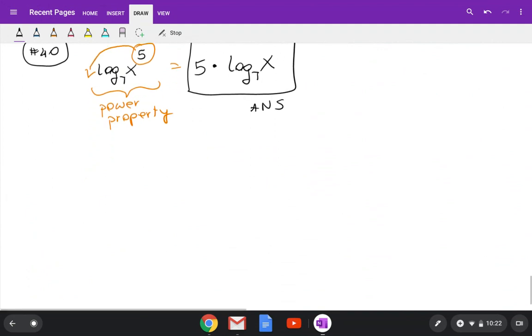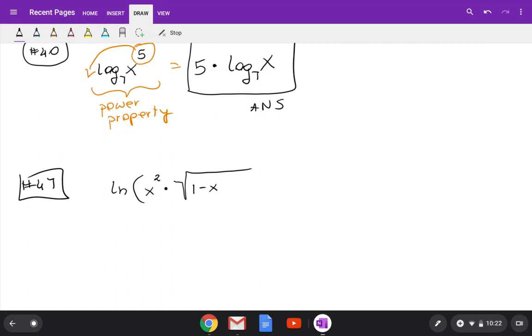47. ln of x squared times square root of 1 minus x equal. So we have to expand it. So the major operation which you see inside of log, it's product. Okay, so what that means, we're going to use the product property. You really don't want to start multiplying them. No, just leave it as a product because we have nice product property for logs.